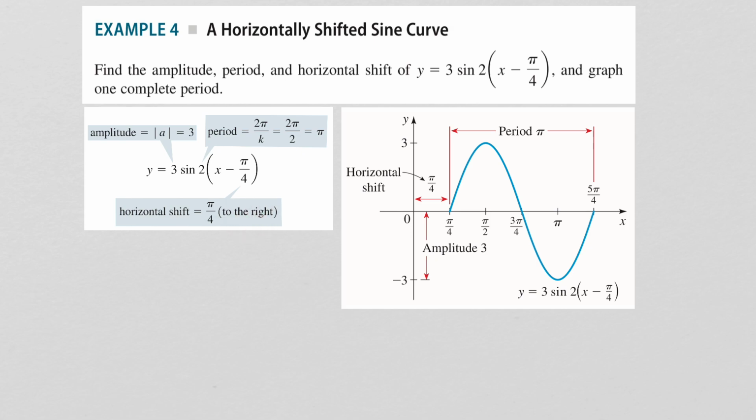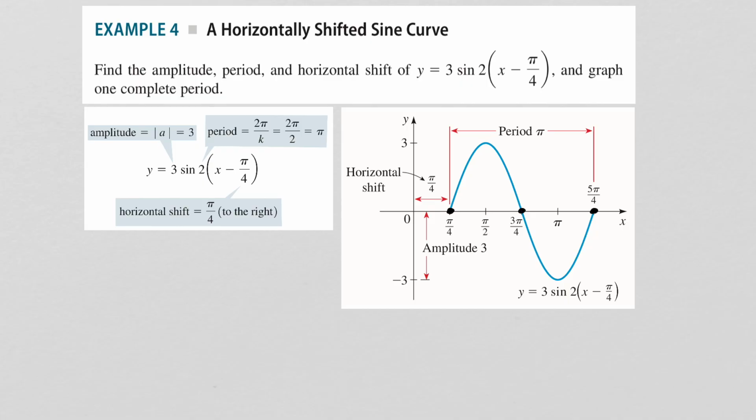So to graph this, it's going to start at pi over 4, and it's going to be on the x-axis because that's how sine starts. And then if I go pi units to the right, because the period is pi, pi over 4 plus pi is 5 pi over 4. That's where the first period is going to end.